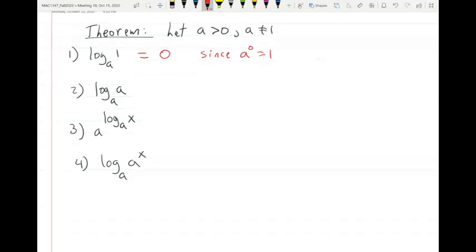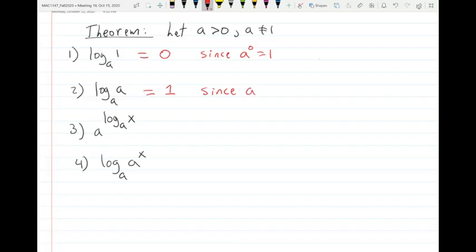I mean, that's just the definition. Okay, so how about number 2? What is this? So number 2 is equal to 1, right? And once again, this doesn't really require any proof. It follows immediately from the definition of log. That's because a to the 1 equals a. Right? There's nothing to argue here.